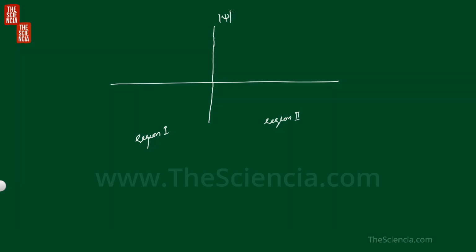That is, if we draw a graph of probability density in both regions, this is region 1 and this is region 2, where this axis represents the mod square, that is the probability density. So in region 2, it will have a constant value, and in region 1, it will have an oscillatory nature. So the probability density in region 1 and region 2 will look like this. This is for a step potential where the energy of the particle is greater than the potential.